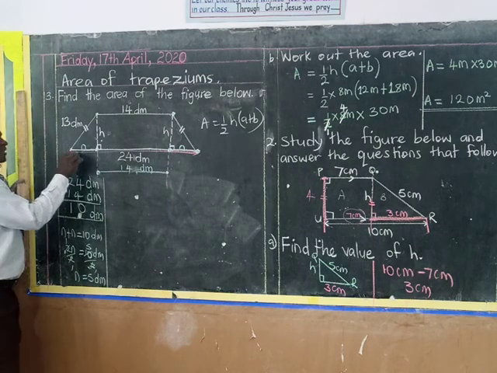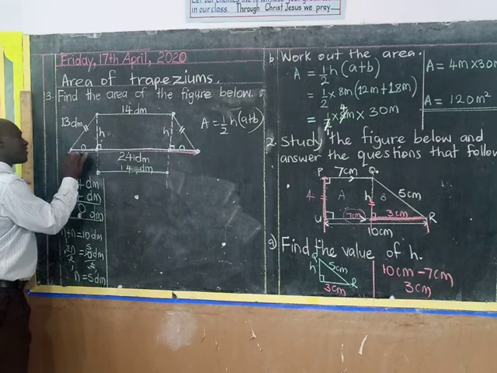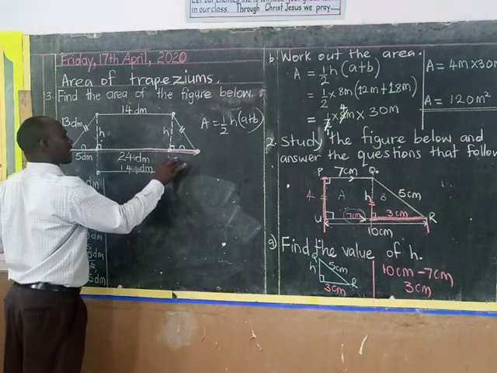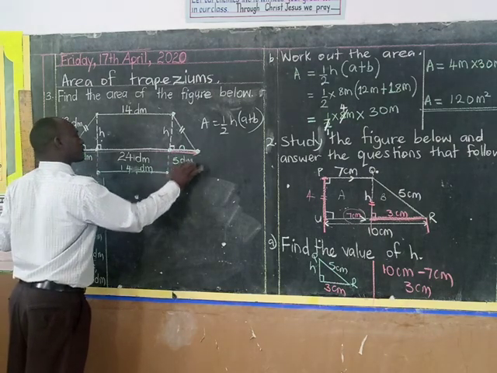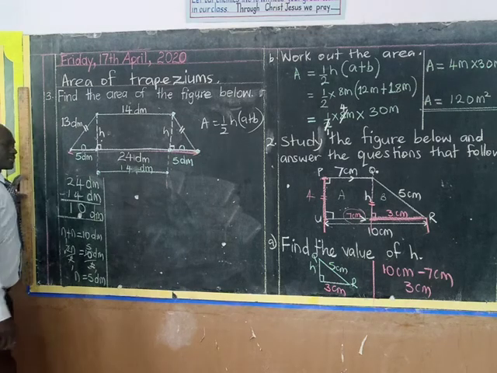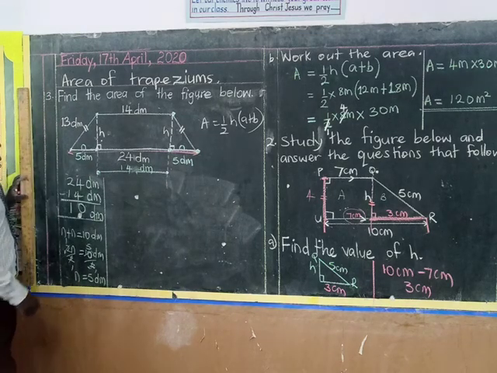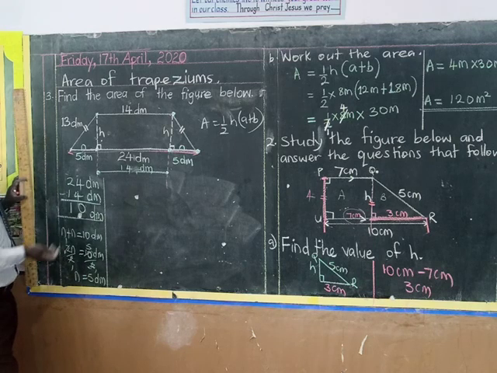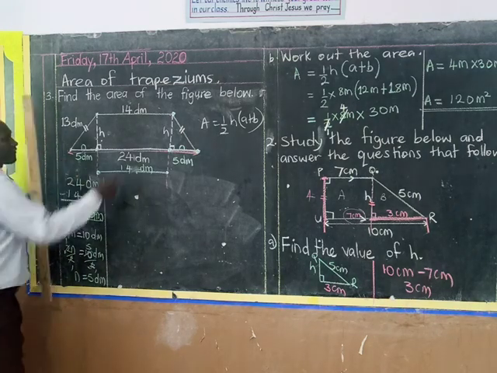Now I'm very much aware that this one is 5 decimeters. This side is also 5 decimeters. If you don't want to go through this, just get 10 and divide by 2 to come up with 5 and 5.